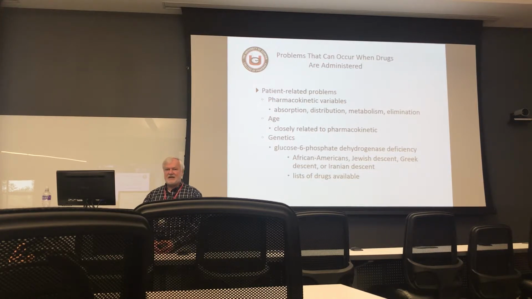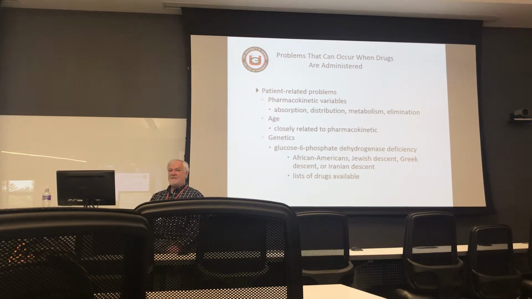All right, the next one's age. Well, that's related to pharmacokinetics. As you get older, you have lower serum proteins, so you have less protein-bound drug. As you get older, your kidney function slows down. As you get older, your liver metabolism slows down. So we use smaller doses in older people, so think about that.